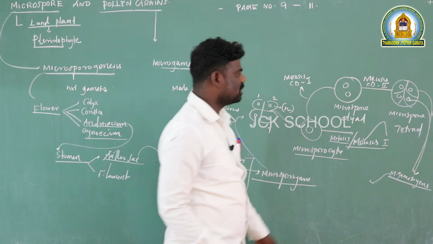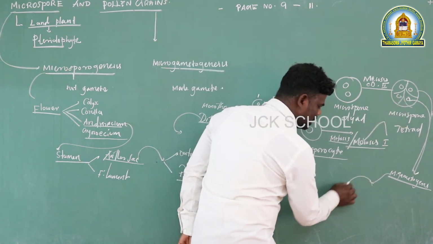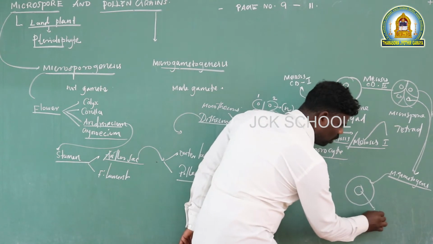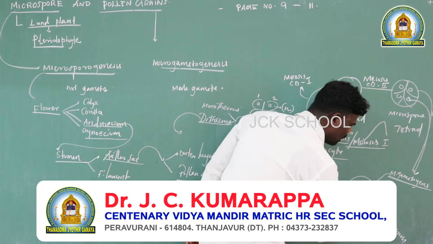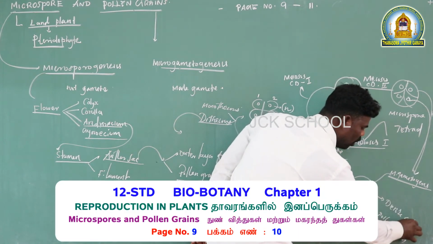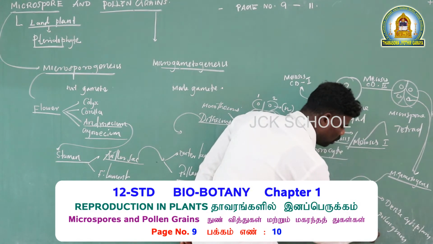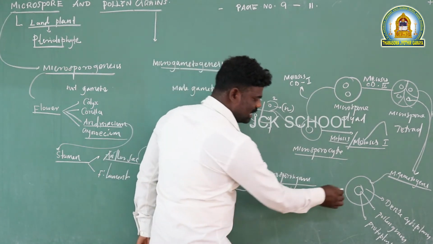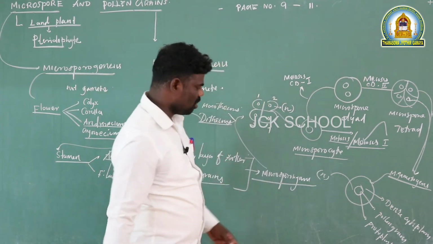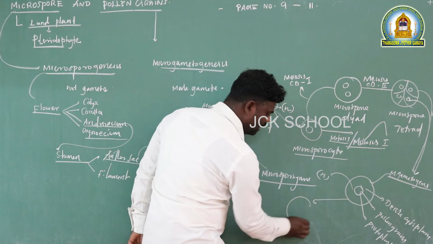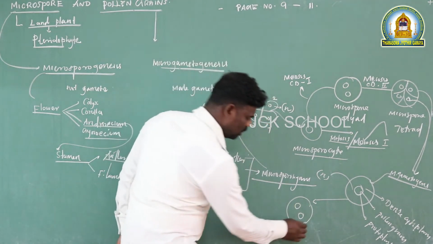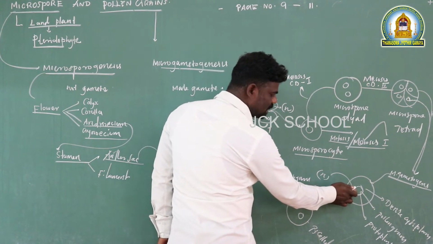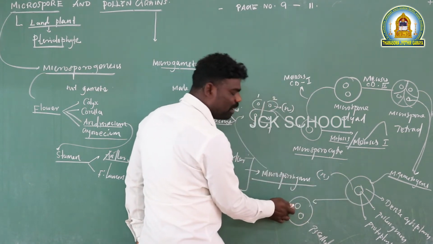Each and every haploid microspore is a single haploid set. These microspores contain pollen grains and also dense cytoplasm and protoplast. Through the microgametogenesis process, the single haploid microspore becomes a bicellular pollen grain. So these are the bicellular pollens, a bicellular haploid set.